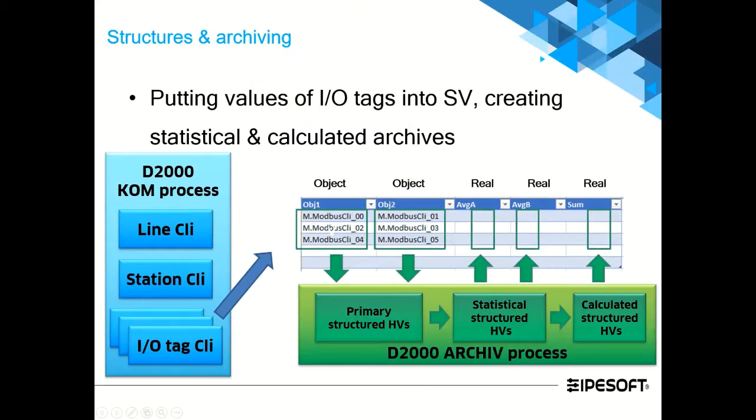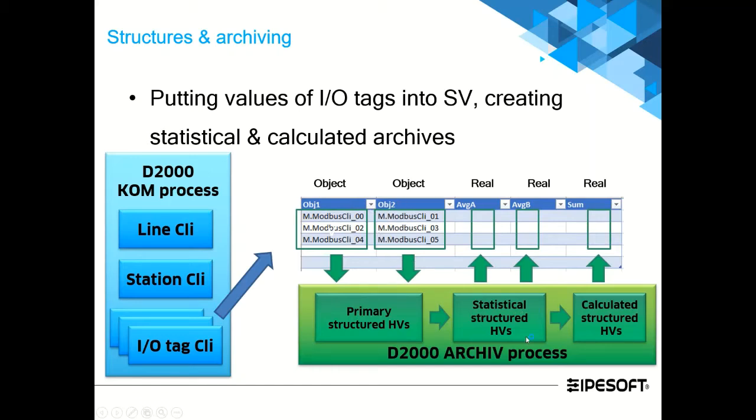Imagine an Excel table where you could name individual columns and define their value types. We'll define the first two columns in our structured variable as objects and connect individual Modbus I/O tags from the Modbus communication to them. Then we will archive each column into one primary structured historical value. So we'll create one structured historical value for the first column and one for the second one.